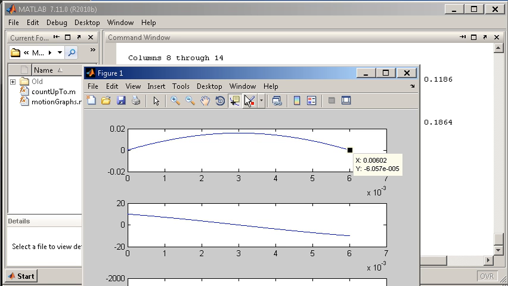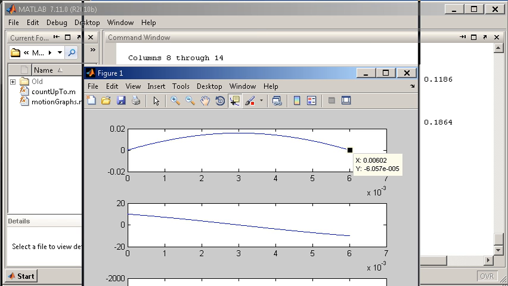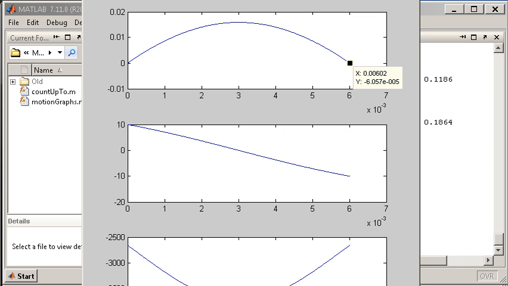Let's see if the velocity graph makes sense. It's got a little curvature to it. It's curved up over here and curved down here, associated with the fact that the acceleration is changing. But it does go through 0 at the same position where the position peaks.